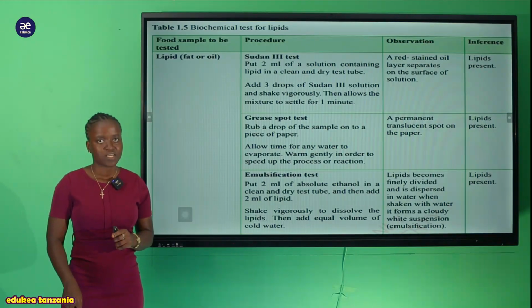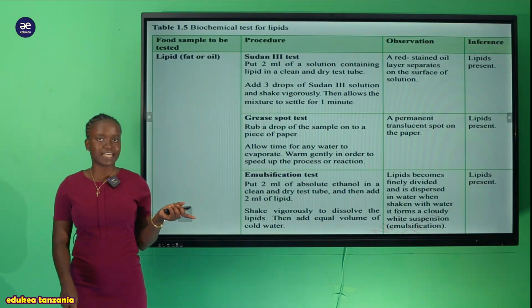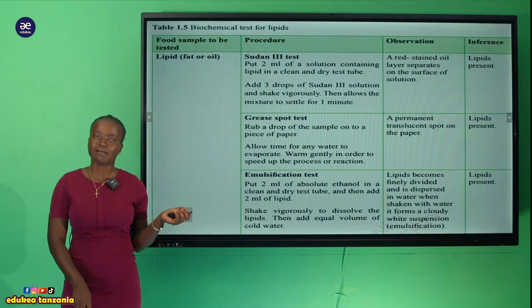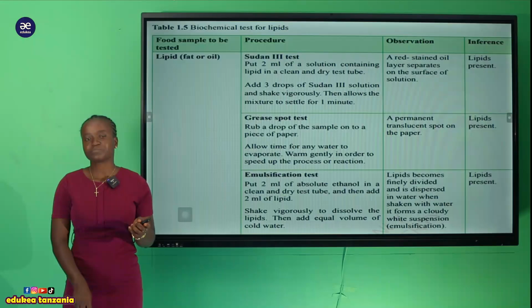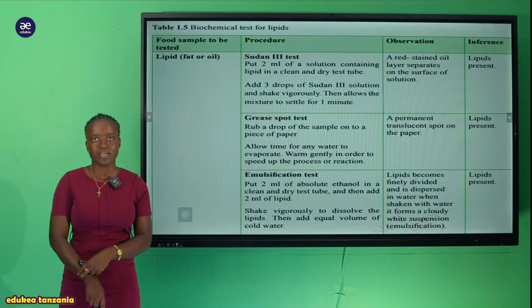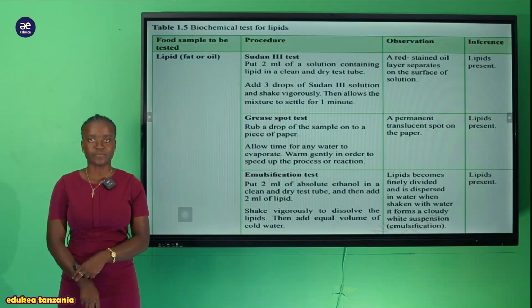So my students, let's end here. In the next part of this session, we are going to clarify more about other organic constituents and this lipid. So thank you for your time and for listening.